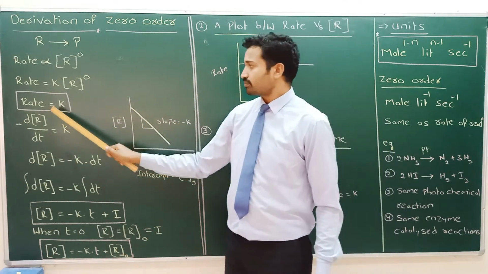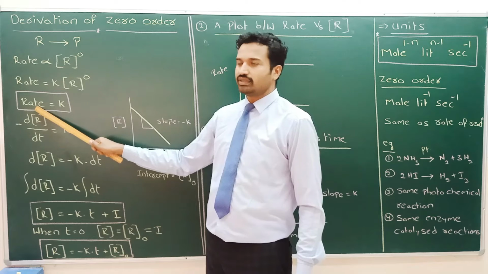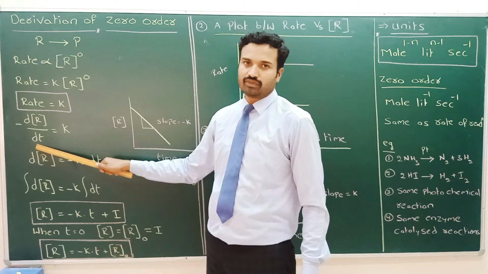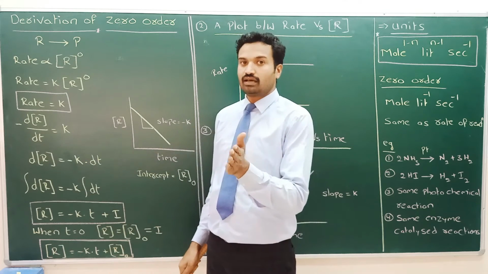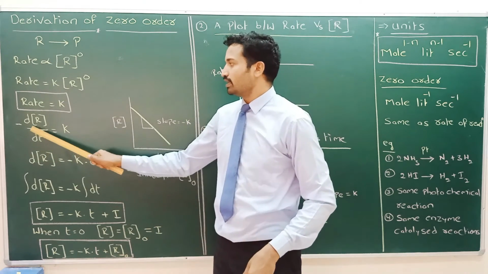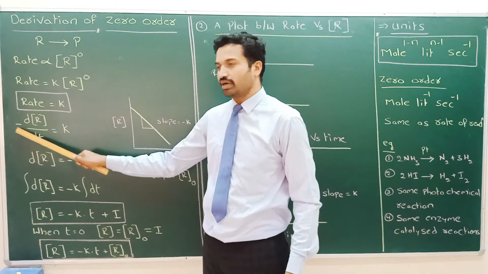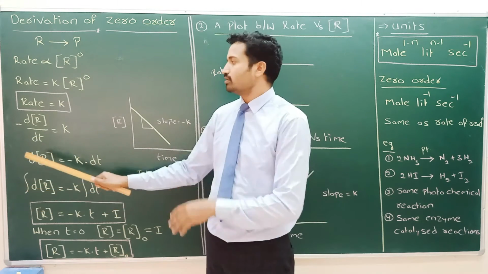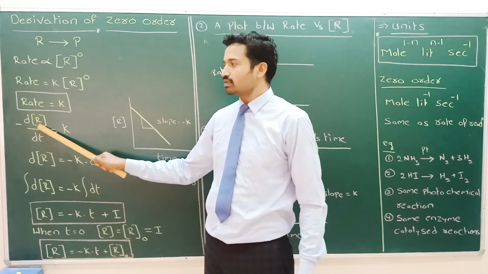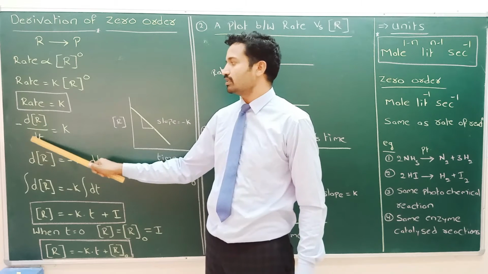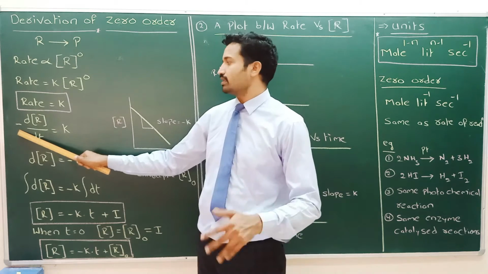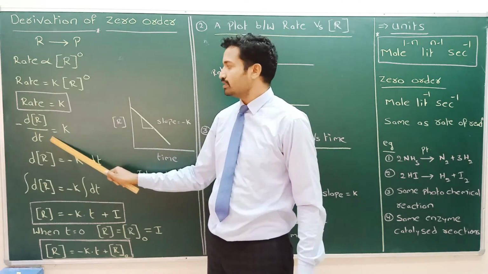Next, rate is nothing but, with respect to the reactant, the decreasing concentration of reactant by change in time. Last class we discussed: the rate of reaction is the decreasing concentration of reactant or the increasing concentration of product. Decreasing concentration means with respect to the reactant, minus sign; with respect to the product, plus sign. So here, minus dR by dt: dR is the reactant concentration change, dt is the change in time. The minus sign represents decreasing concentration. If it is a plus sign, it is increasing concentration. This is called rate, and it is equal to K.